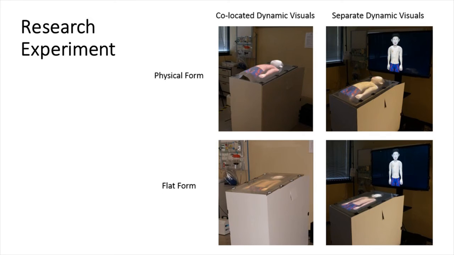This table shows the four conditions we used for the experiment using variations of the physical virtual patient bed. The first independent variable is physical formed shell versus flat formed shell. The second independent variable is the location of dynamic visuals being co-located or separate from other cues. I am presently working on analyzing the results.